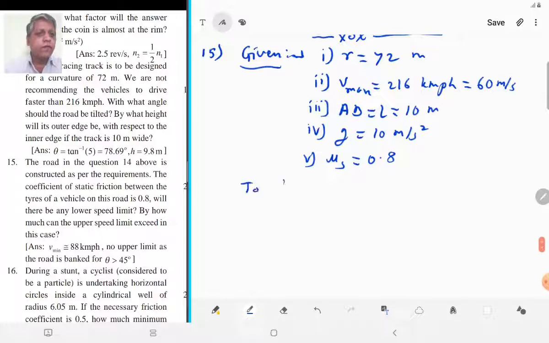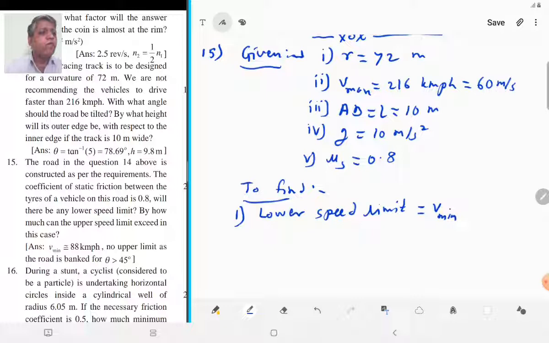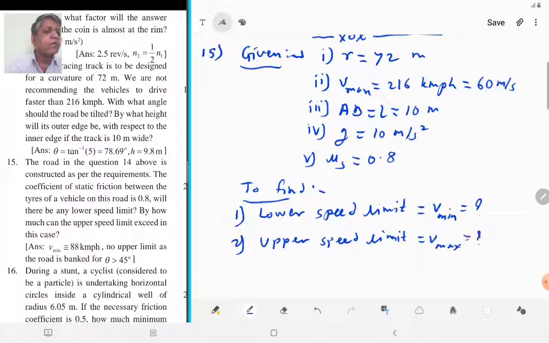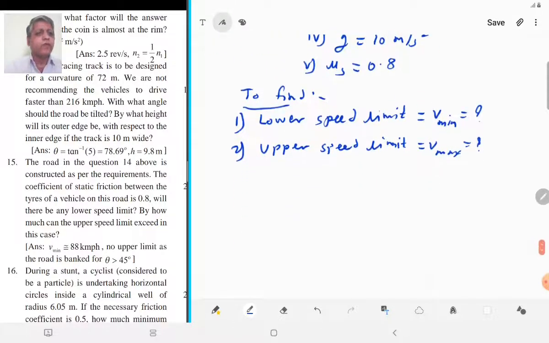To find here the lower speed limit, that is V minimum. V minimum is to be found out. And second point, by how much can the upper speed limit be exceeded in this case? That means upper speed limit can we find out. Speed limit, that is Vmax. How many times the Vmax can be changed? That is to be found out.